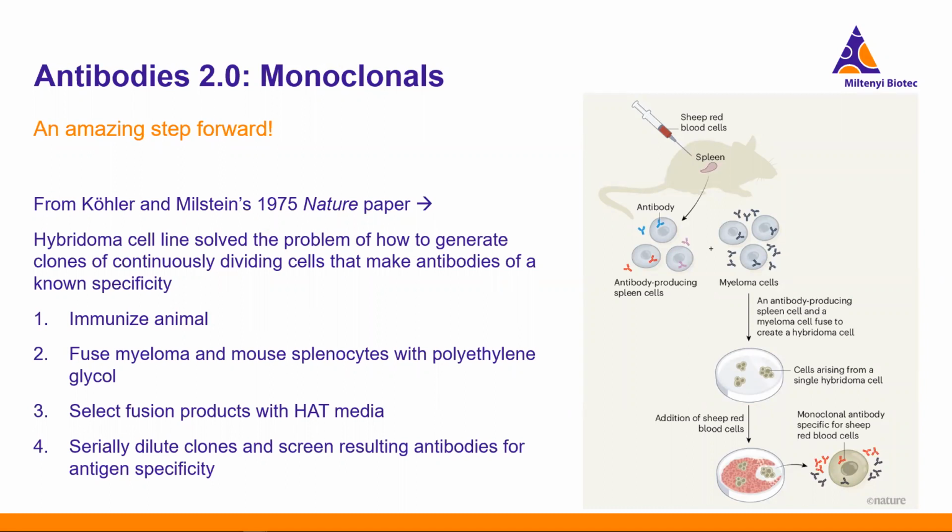Disco is really big, and Kohler and Milstein published this figure in a paper in 1975 where they described the creation of monoclonal antibodies by hybridomas. So let's call this antibody 2.0. These hybridomas are clonal, so you can generate theoretically a single kind of antibody with a known specificity continuously.